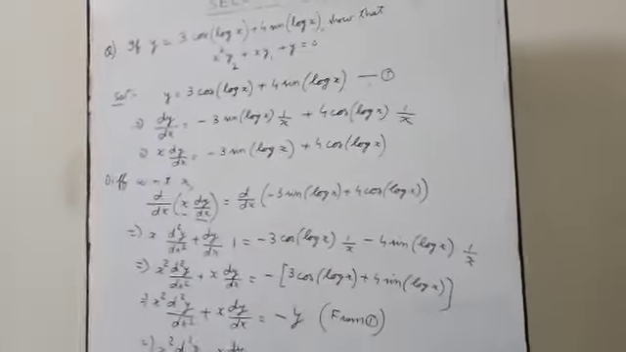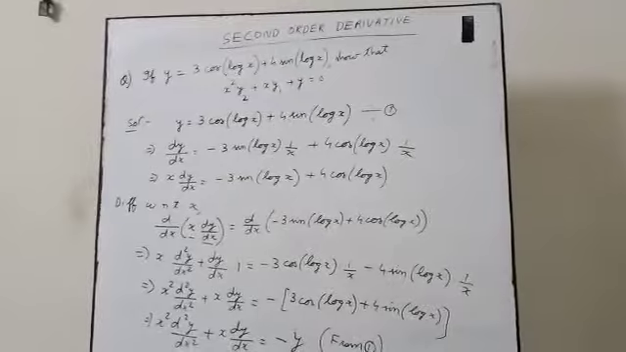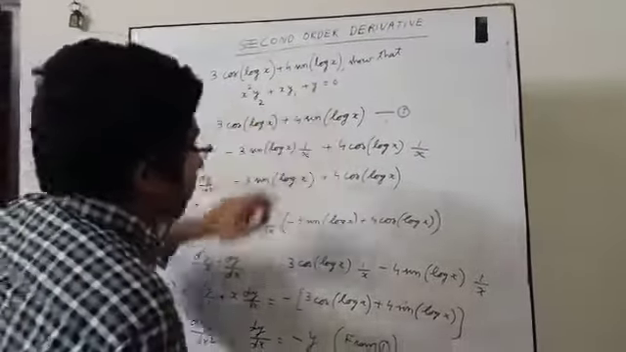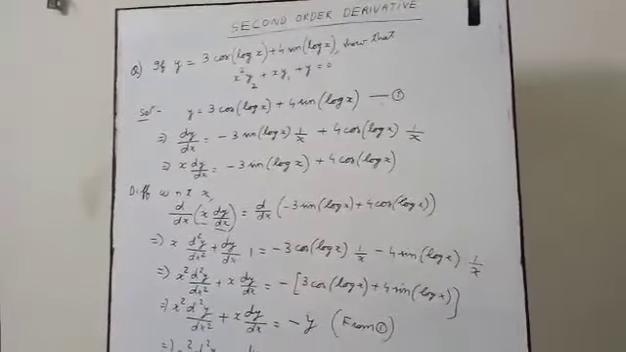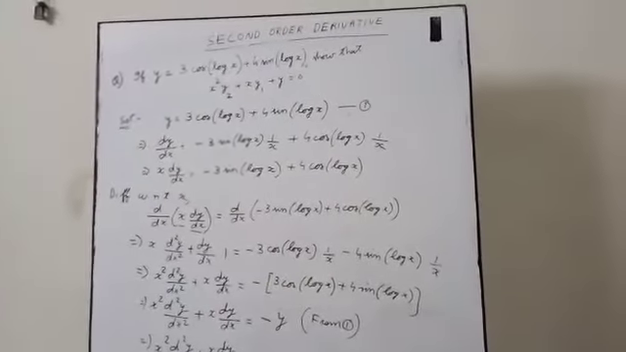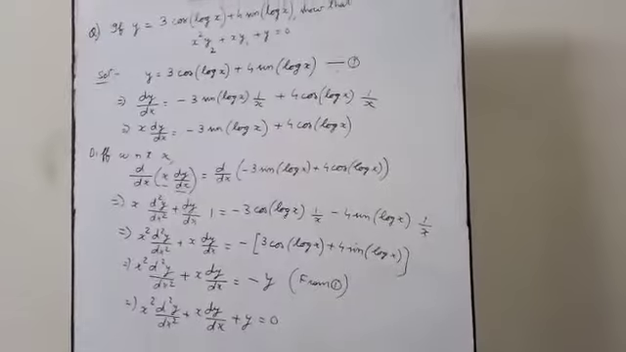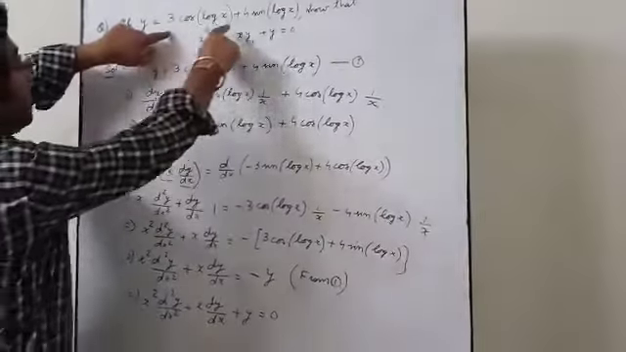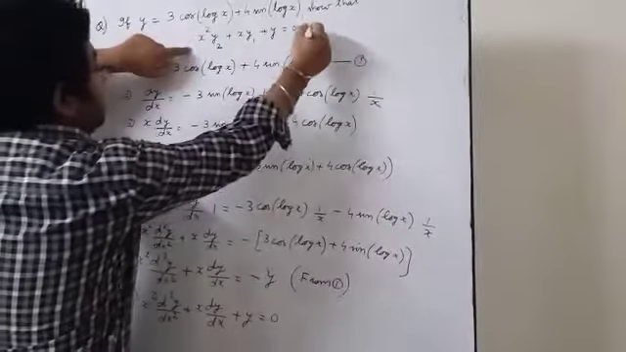Okay. So see in the question, y equal to this, you have to prove this. You have to prove this. Okay, you have got the result. Check here, properly you check it, you will get the result. Here also 3 cos log x plus 4 sin, show that this one, you have to show.